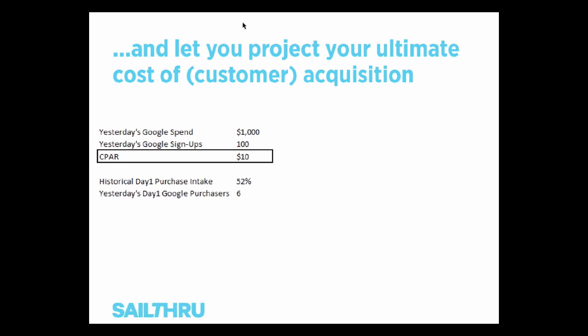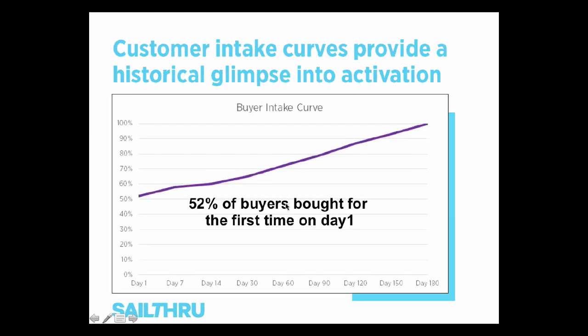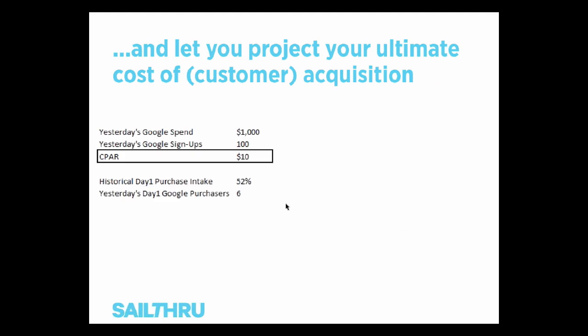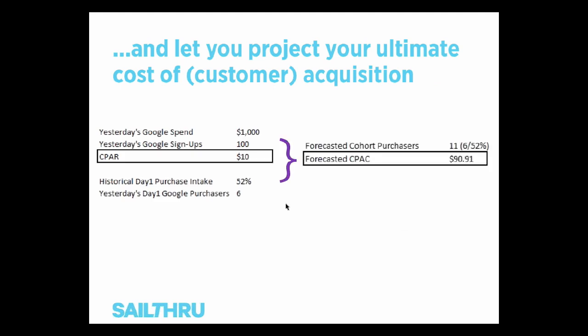I don't know precisely how many of those 100 people are going to purchase something in the future, but I do know how many of them purchased something yesterday or on day one, and that was the 6, or yesterday's day one Google purchasers. I also know that from this customer intake curve, that 6 represents only 52% of the total buyers that I ultimately expect to get out of this cohort of users. So what that lets me do is say, well, 6 is only 52% of the total expected buyers, so I expect 11 purchasers from this cohort over their lifetime.